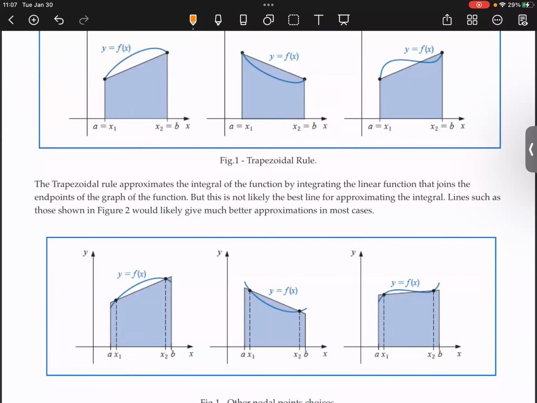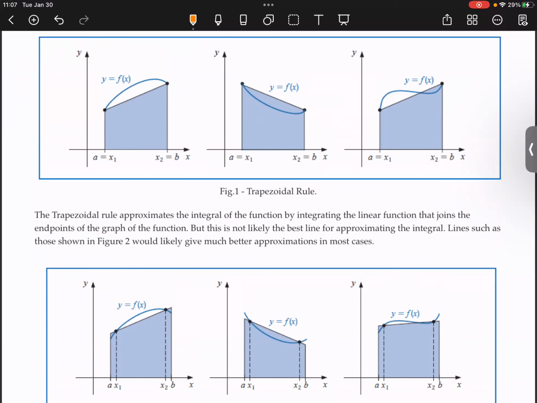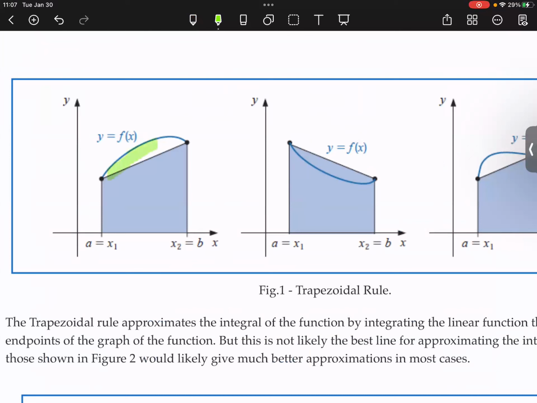And for this example, we do the same thing. We choose other points in between a and b. And if you compare to the trapezoidal rule, you might find out that in figure 2, we might have a better approximation. Let us just focus on the first picture. You will find that the difference between the exact result and the approximate result is this one. This is the missing part, or this is the error part, right?